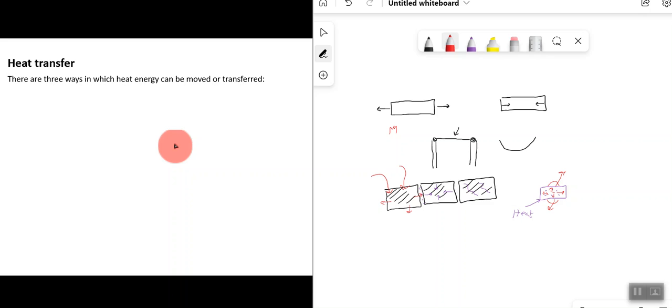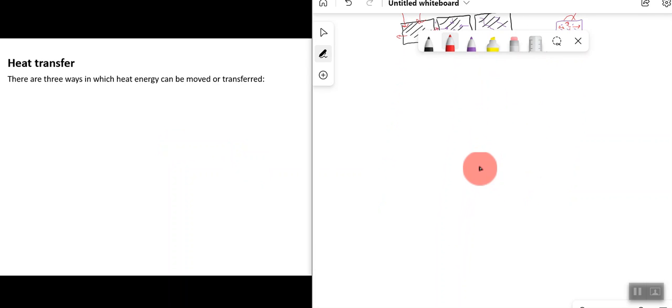So, heat transfer. Heat is moved around in an environment, so we want to look at the different ways in which heat actually moves around in an environment.